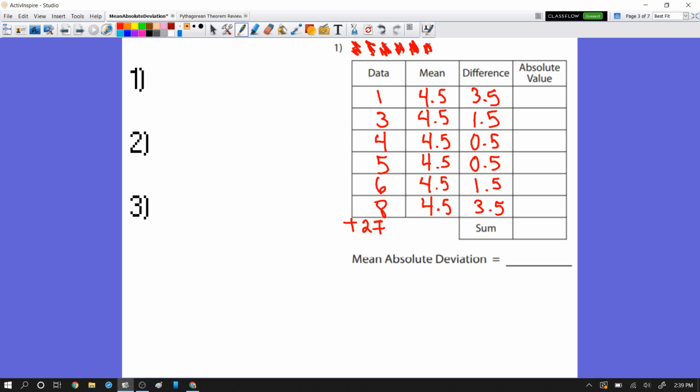So now we take all of those differences. This is step 2. Actually, no, this is step 3. Step 1 was we found the mean, which was 4.5. I'm going to color code this stuff. Okay. And then number 2 was we found the difference. Number 3 is going to be us finding the absolute value.